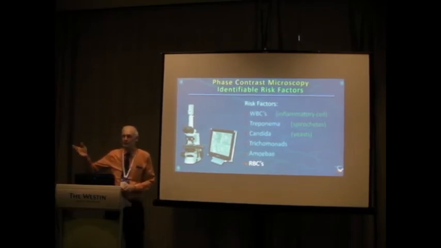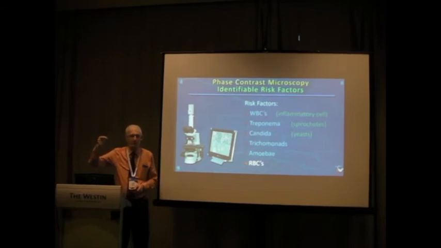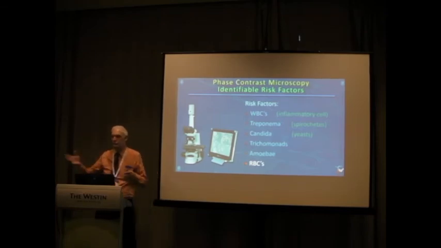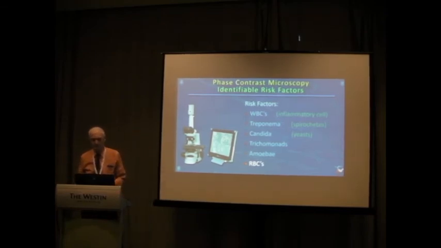So we're often asked, gee, do I have to resample if it looks like heme when I come out of the pocket? And the answer is no. At the microscopic level, you'll see plenty of red blood cells, but it won't obscure anything else that you want to look at.